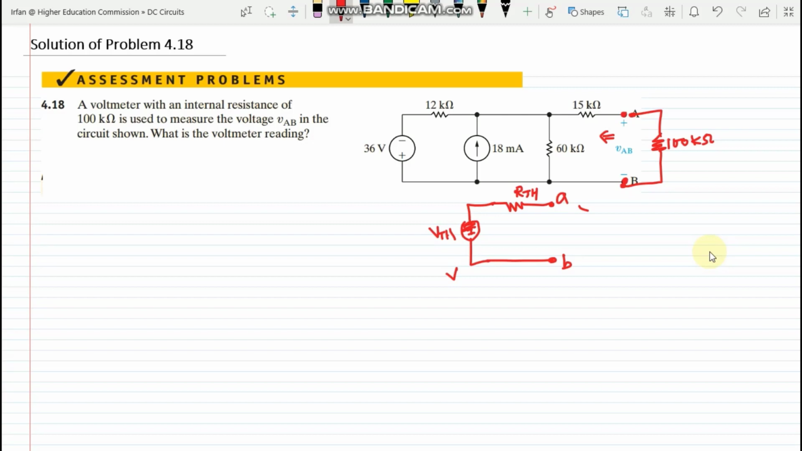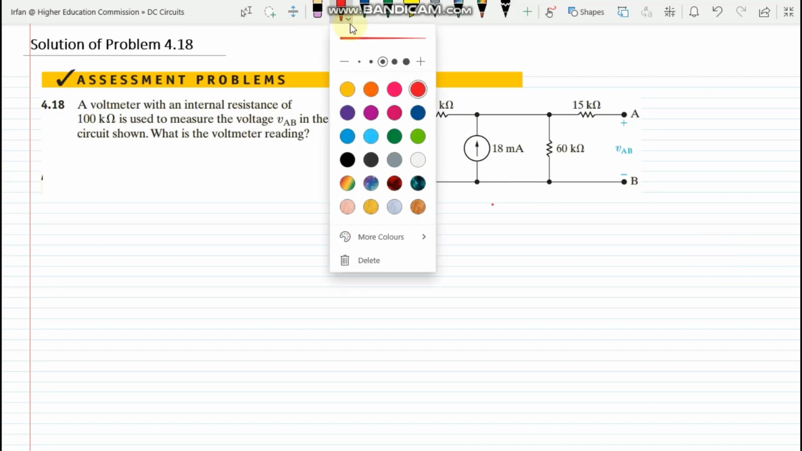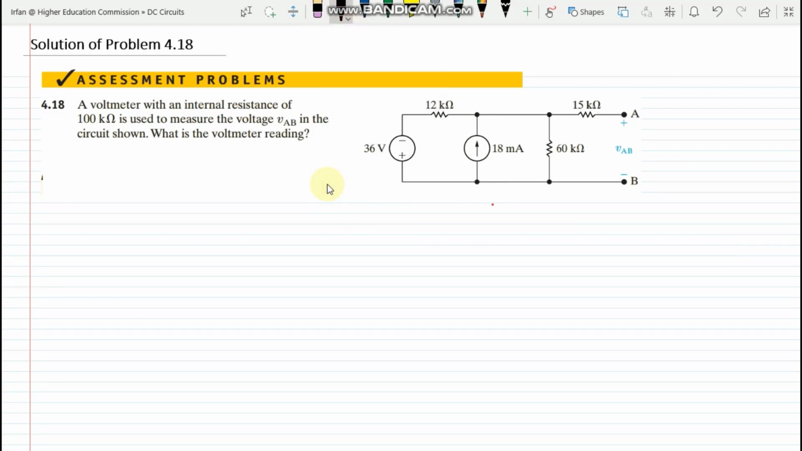So in order to grasp the conceptual overview of this problem, we first have to convert it into the Thevenin's equivalent circuit. That's the reason I am using the Thevenin equivalent circuit here. After finding it, I will analyze my circuit and see the effect of the internal resistance of the voltmeter. In order to find the Thevenin's equivalent circuit, first of all we have to find the open circuit voltage, which is also called V0.